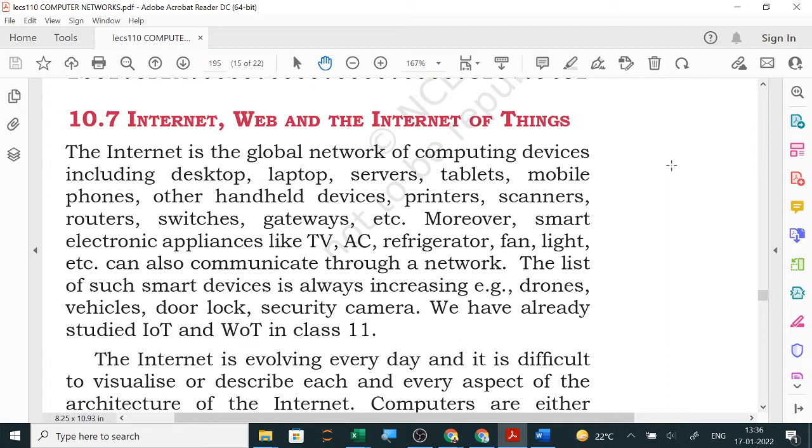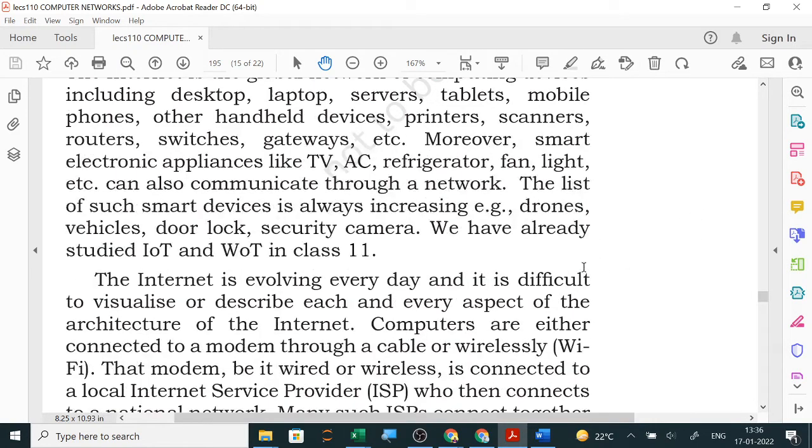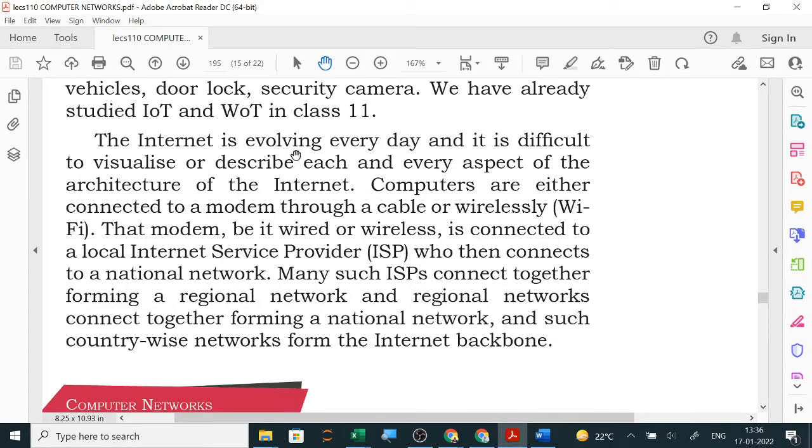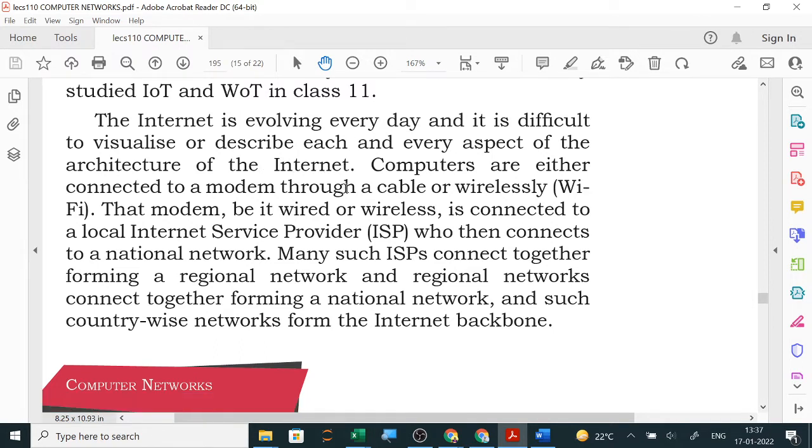The list of such smart devices is always increasing. Example, drones, vehicles, door lock, security camera. We have already studied IoT and WoT in class 11th. The internet is evolving every day and it is difficult to visualize or describe each and every aspect of the architecture of the internet. IoT, actually, it was given in the IP syllabus in emerging trends. You also have studied IoT, yes, Internet of Things, where all the devices can be connected through the internet.